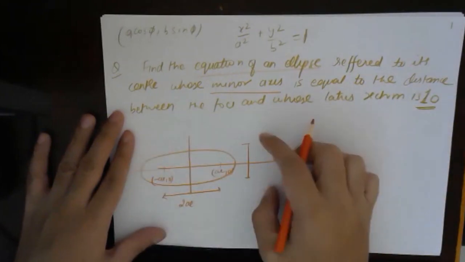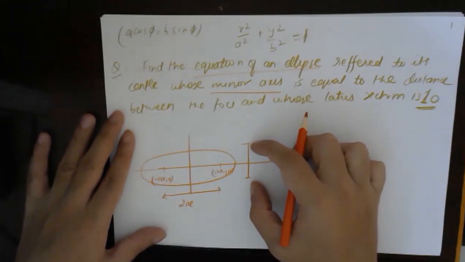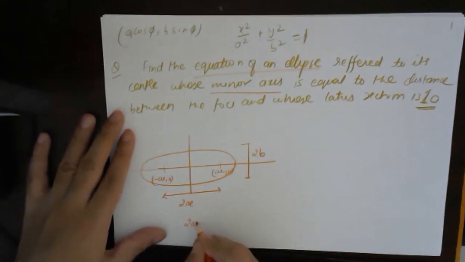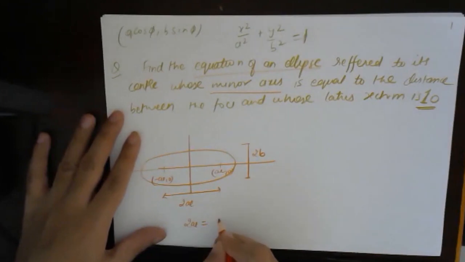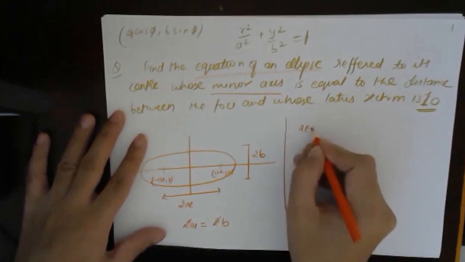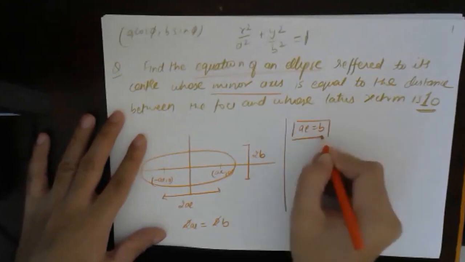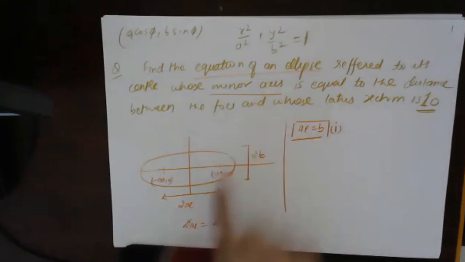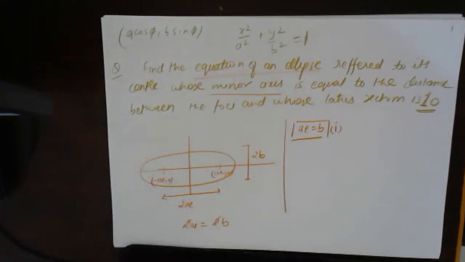So the total length of the minor axis is 2b, right? So we have 2ae is equal to 2b, right? So 2 and 2 get cancelled. We got an equation that ae is equal to b. Fine. The first equation we got is ae equals b. I hope this part is clear, right?